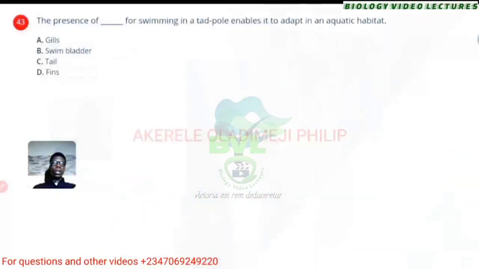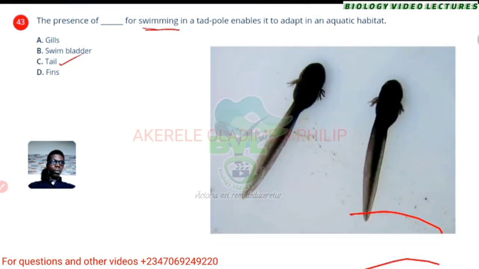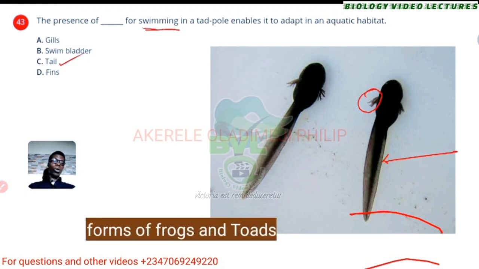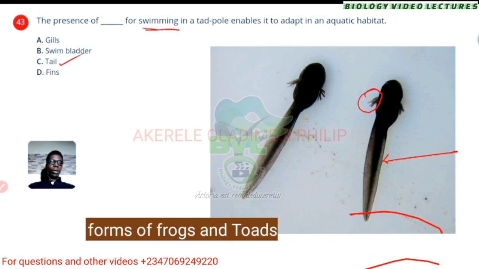All right, moving on. The presence of dash for swimming in a tadpole enables it to do what in an aquatic habitat? When we say for swimming, the context is swimming, that will be the tail. This is what a tadpole looks like. That's the tail for swimming. It also has gills for gaseous exchange, but the question here is particular about what it has for swimming.